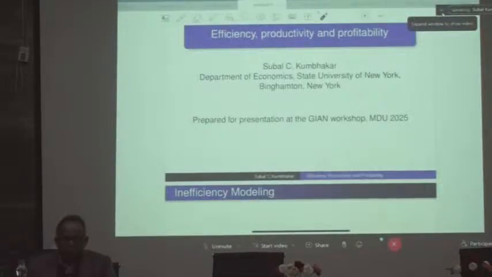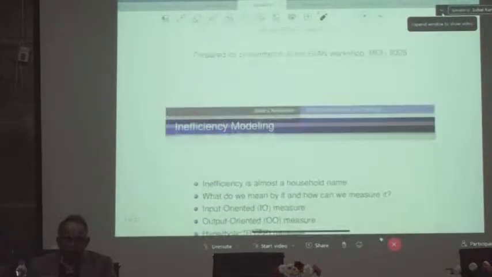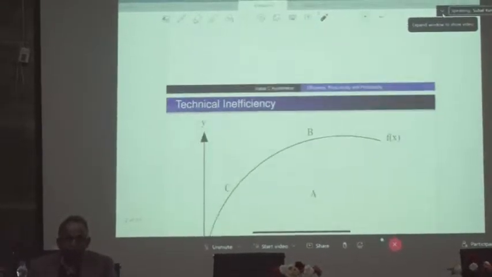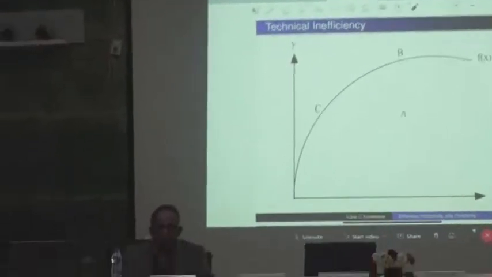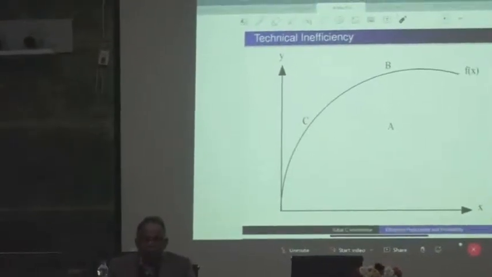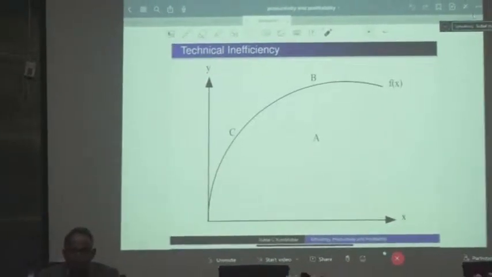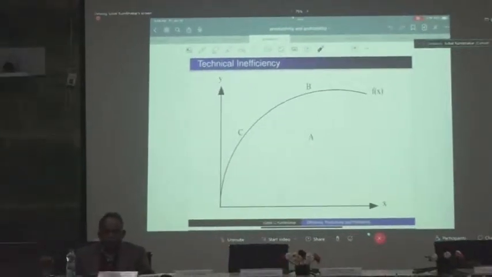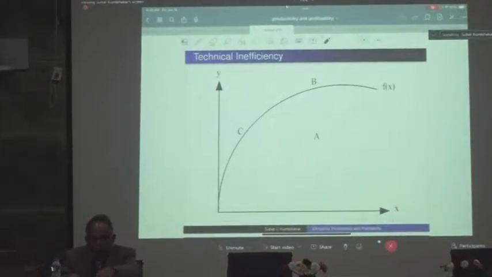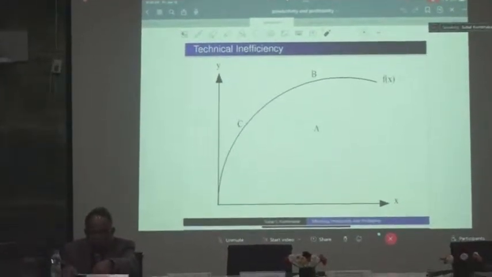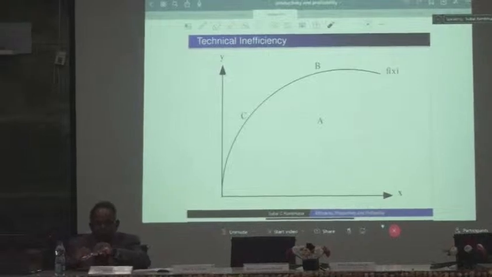Okay, and again, of course, I'll be adding an inefficiency component to it. So let me start with, again, the definition of inefficiency that I started with on the first day. This graph should look familiar to you. This is measuring output-oriented inefficiency, or both output and input-oriented inefficiency.